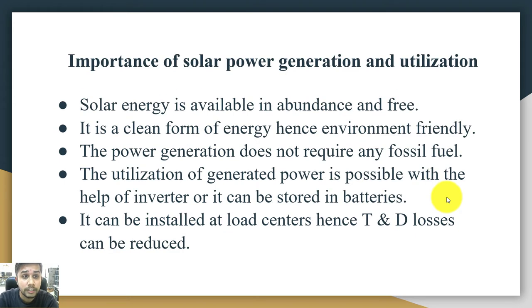So here it is. Importance of solar power generation and its utilization. As we all know, the sun is the source of energy and it is available in abundance and free in nature. It is a clean form of energy, hence it is environment friendly, and no fossil fuel is required for power generation using solar. Its utilization is possible with the help of an inverter, or it can be directly utilized or stored in batteries, or we can directly run the DC load connected with the system.